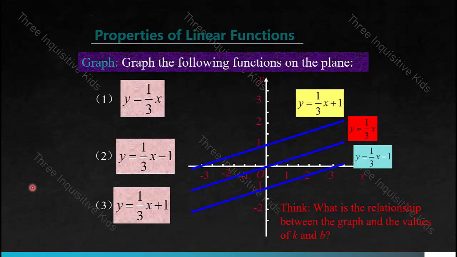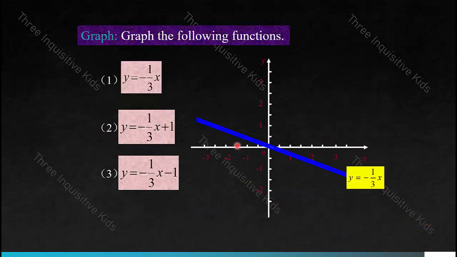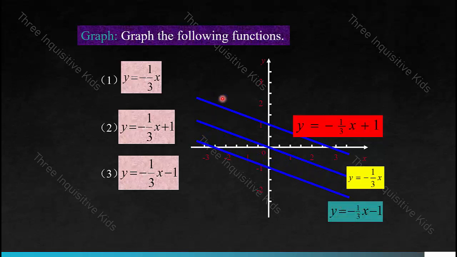Now think, what is the relationship between the graph and the values of k and b? How do k and b affect the graph? Well, if we change it up, and say we didn't have 1/3 x, we had -1/3 x, you'll see that it becomes tilted the other way. It's not increasing anymore, it's decreasing. So again, what is the relationship between k, b and the graph?